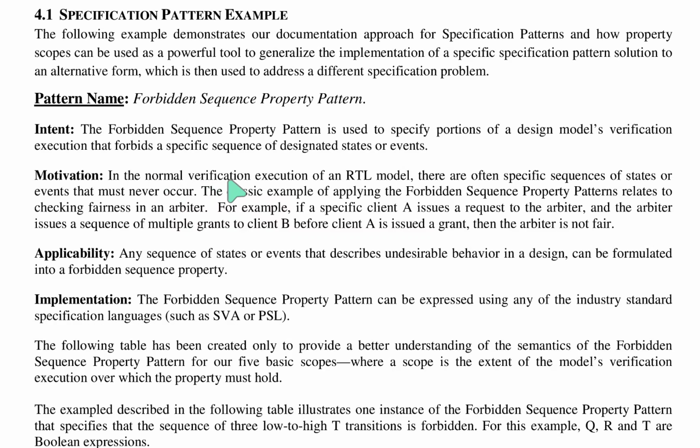Motivation: in the normal verification execution of an RTL model, there are often specific sequences of states or events that must never occur. A classic example of applying the forbidden sequence property pattern relates to checking the fairness of an arbiter. For example, if a specific client A issues a request to the arbiter and the arbiter issues a sequence of multiple grants to client B before client A is issued a grant, then the arbiter is not fair. Applicability.